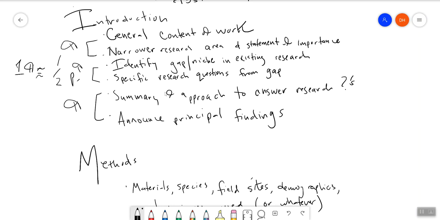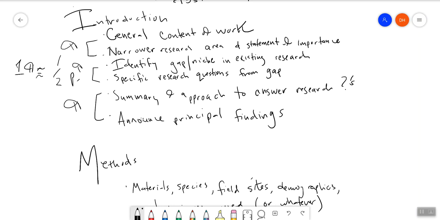The introduction, like I said, should outline the general content of the paper. In this paper, our research team discusses whatever. Then you want to try to narrow the research area and state why this research is important. Part of this comes from identifying the gap or niche in existing research.